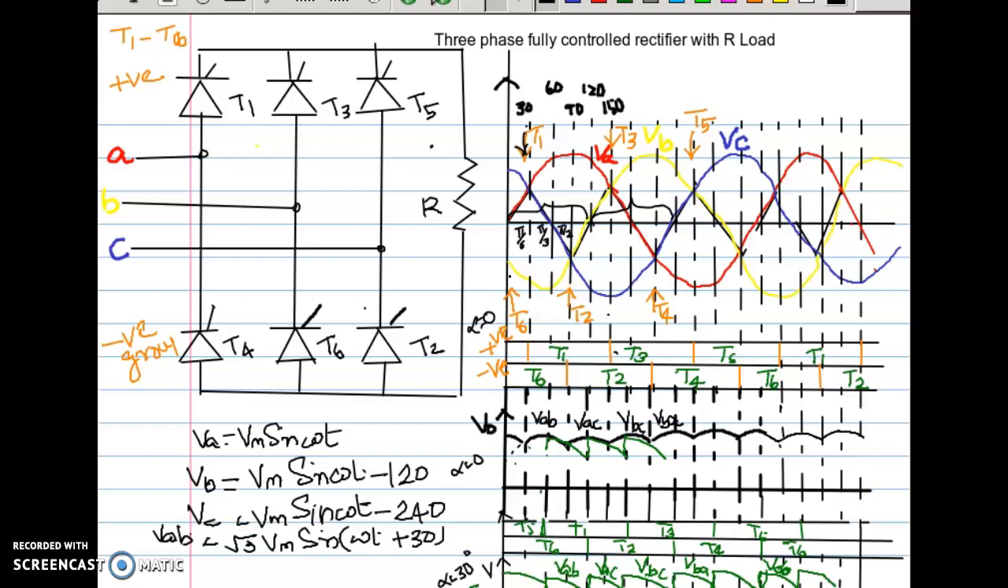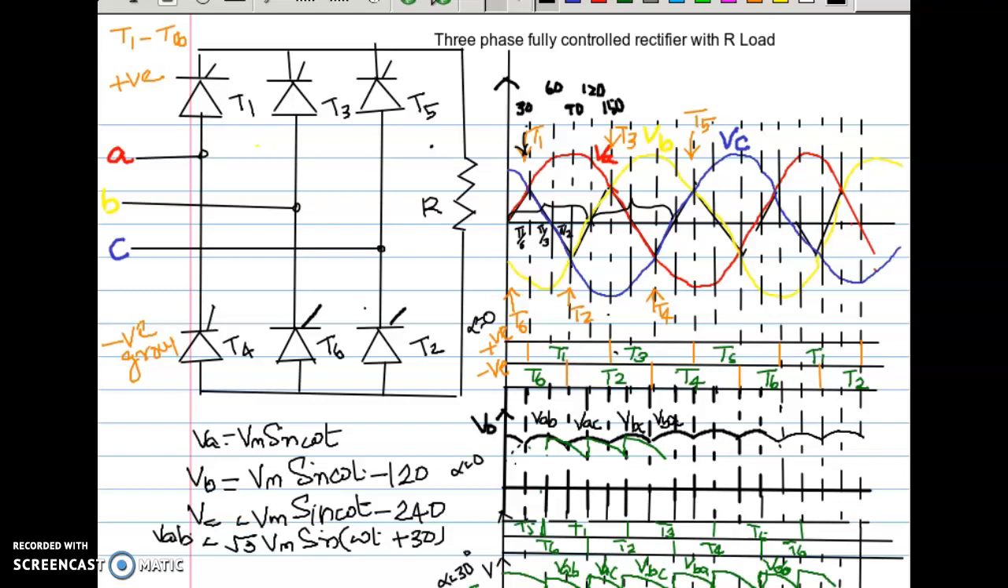Now coming to the negative group, we should get two thyristors triggered in order to make the circuit complete. For VB, when VB becomes more negative, we know that the thyristor T6 is connected. So T6, as you can see, is fired during this interval. T6 is conducting during this interval when VB becomes more negative.